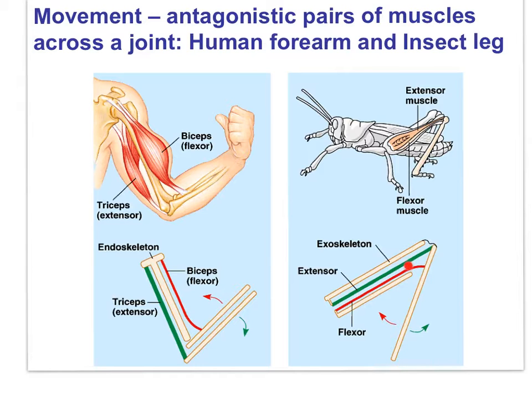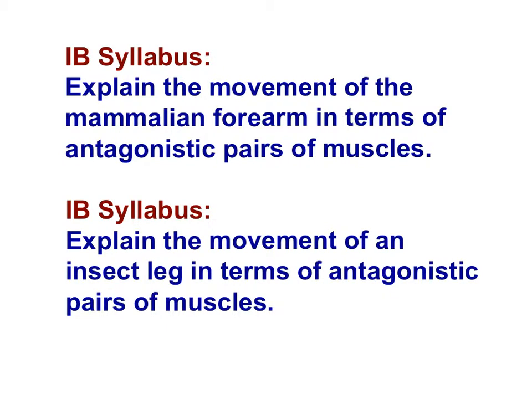Muscles lie within the exoskeleton but operate in exactly the same way as I've already described. Muscles are inserted along the inside walls of the exoskeleton. Flexors bring legs toward the body, while extensor muscles extend legs away from the body. Antagonist muscle pairs exist in arthropods just like mammals. Hopefully you feel comfortable with these IB syllabus statements before I move on to look specifically at the anatomy of the elbow.